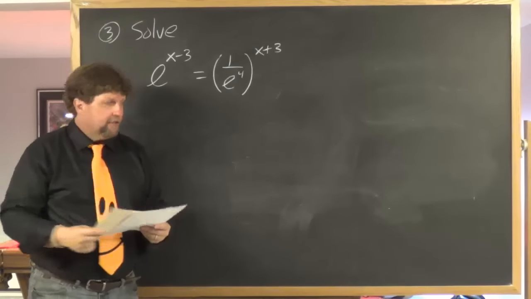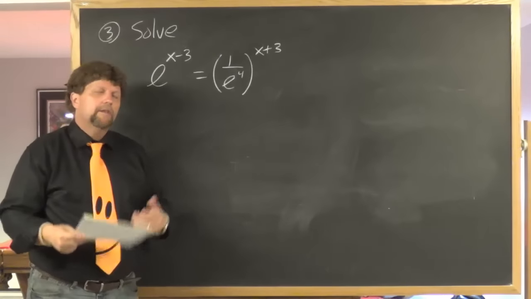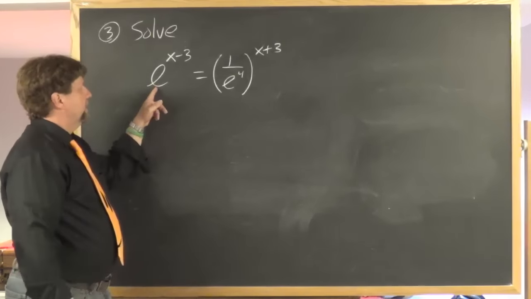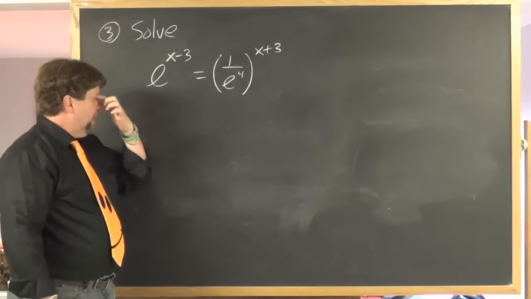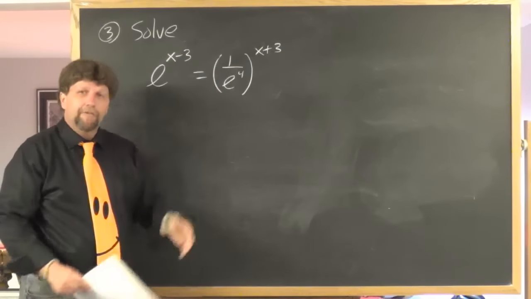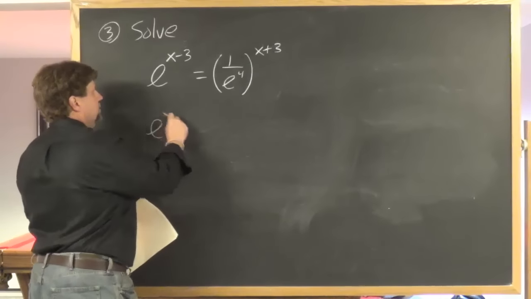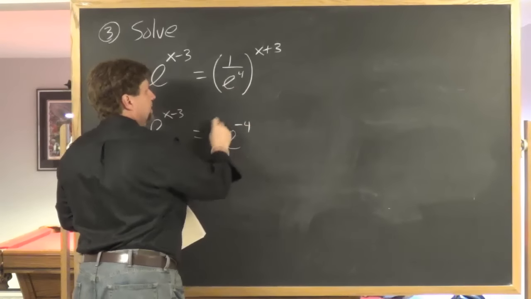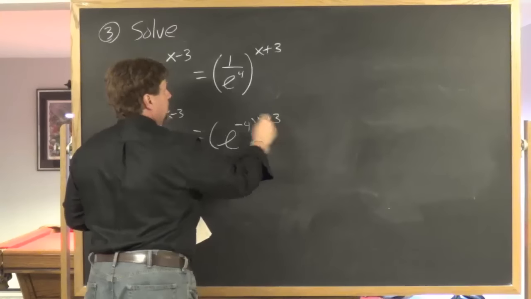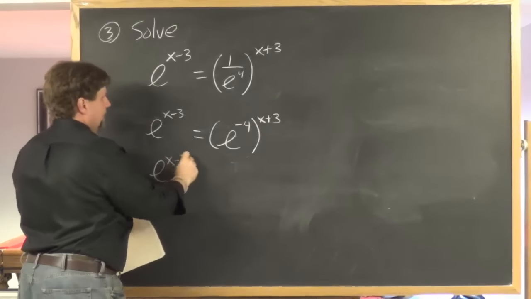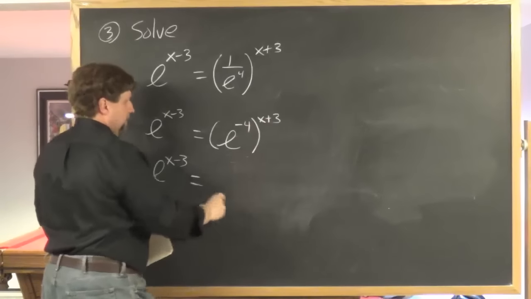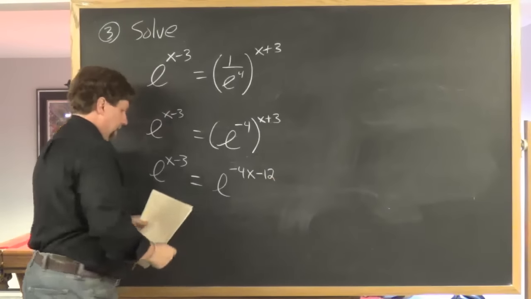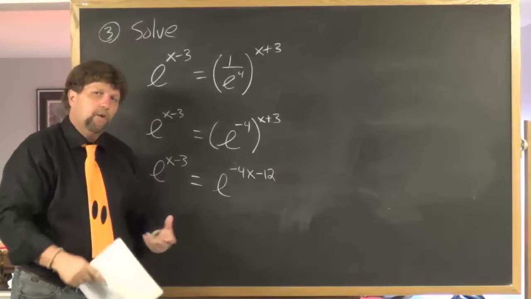Okay, here in number 3, I asked you to solve this exponential equation. So it's kind of similar to number 1. First thing I noticed is on the left-hand side, my base is e, and on the right-hand side, I'm going to rewrite 1 over e to the 4th as a base of e. And that's just using an old property of exponents that 1 over e to the 4th can be rewritten as e to the negative 4th. And then on the right-hand side, if I multiply those exponents together, I get e to the negative 4x minus 12. And again, here comes our preservation of equality.